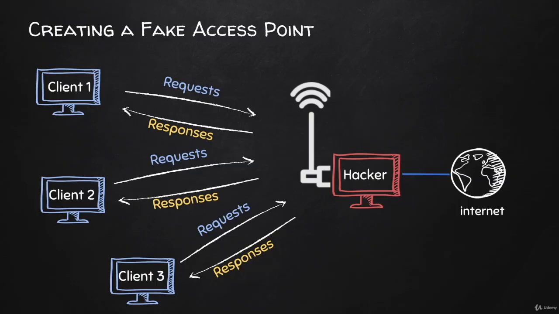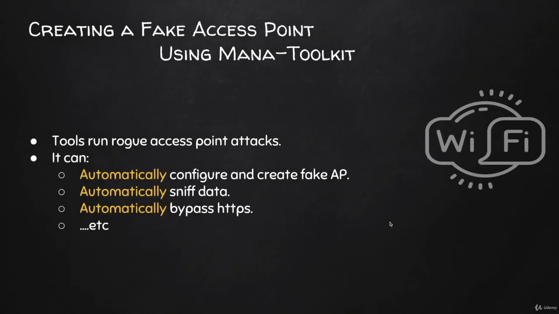For now, for this course, I'm going to show you a great way of quickly creating a fake access point that will allow us to become the man in the middle, similar to what's shown in this diagram. The tool that we're going to use is called Mana Toolkit, and it's basically a set of tools that allow us to automatically create a fake access point, automatically sniff data, bypass HTTPS, and so on.